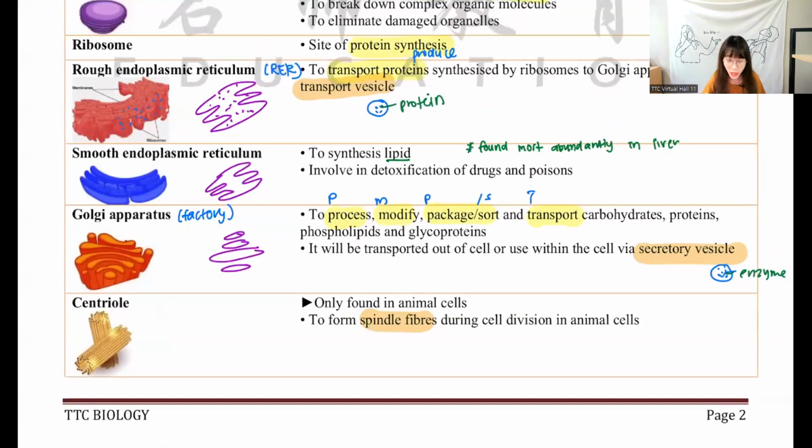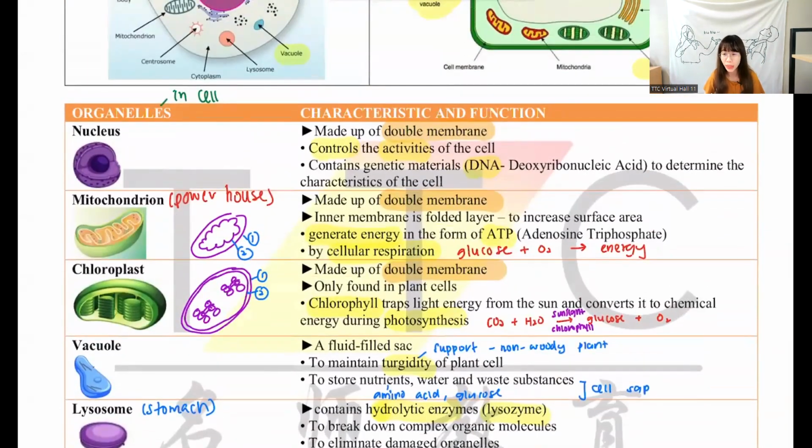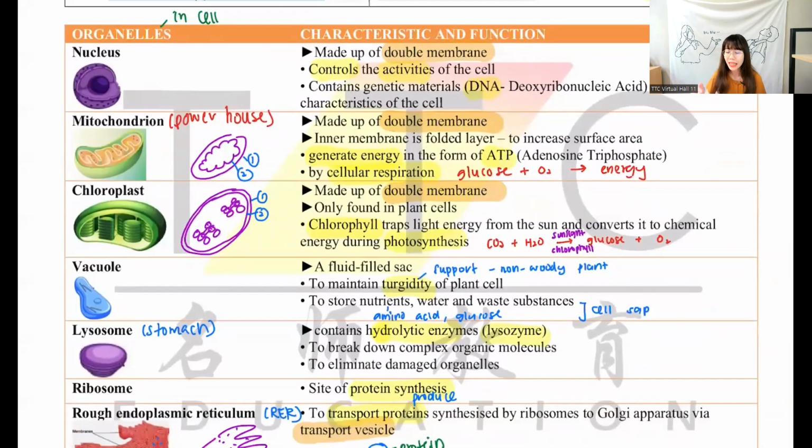Okay, so this entire page here is very, very important because in exam, confirm plus chop, they will ask about labeling and function of the organelles. Confirm plus chop, you will see this in your exam. So maybe you need some time to remember the function, but you have to know this page.